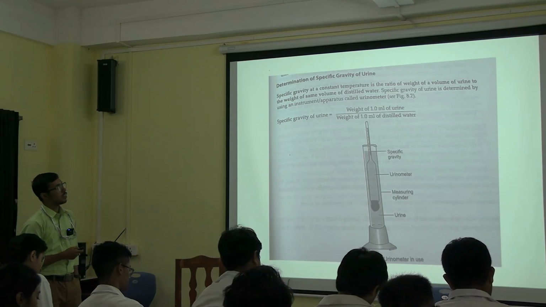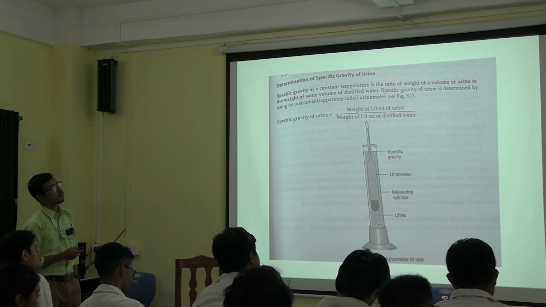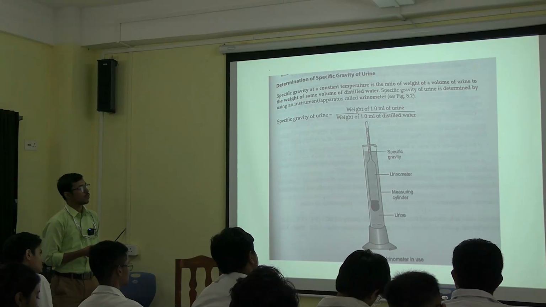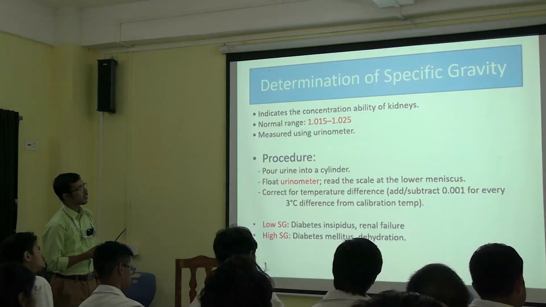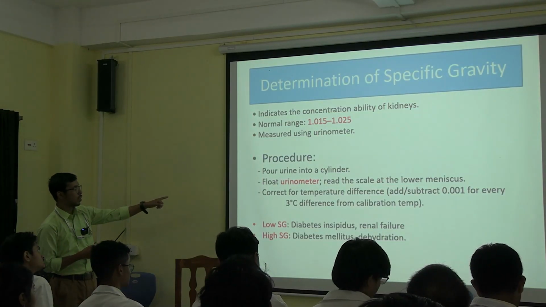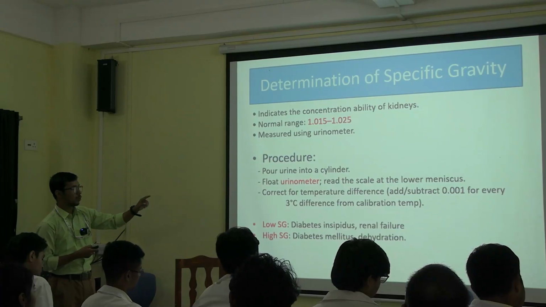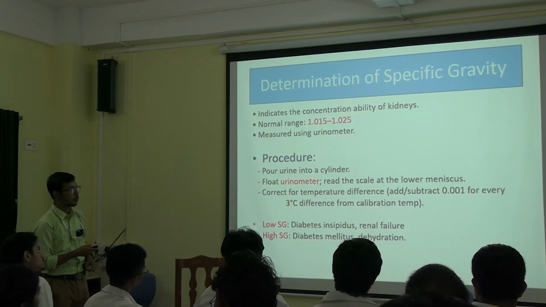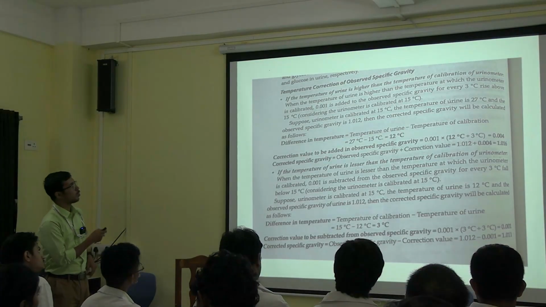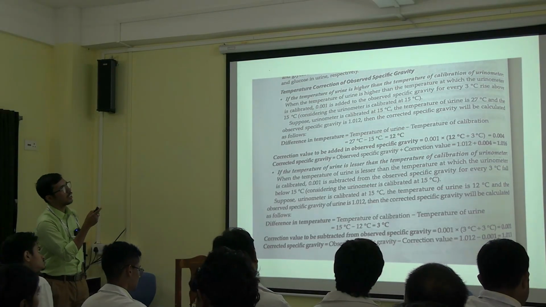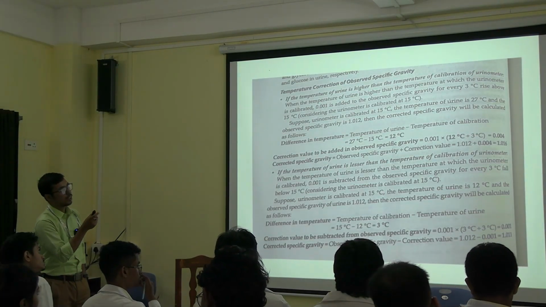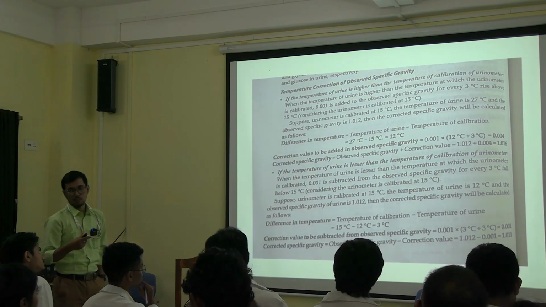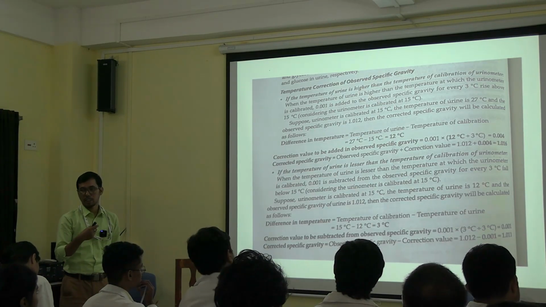Specific gravity of urine is equal to the weight of 1 ml of urine divided by the weight of 1 ml of distilled water. Here we have discussed correcting for temperature difference. We add or subtract 0.01 for every 3 degree difference from the calibration temperature. So if the temperature of urine is higher than the temperature of calibration of the urinometer, each and every urinometer gets calibrated from the lab.